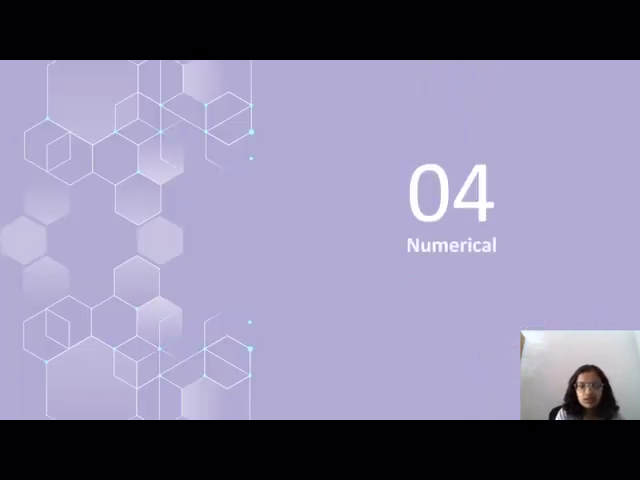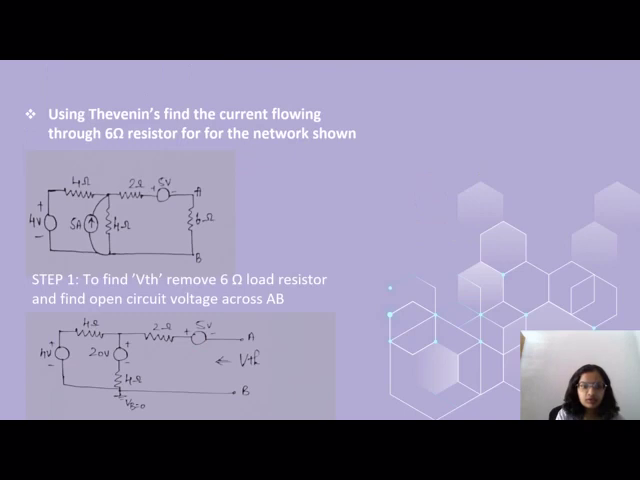Numerical based on Thevenin's theorem. The numerical states that by using Thevenin's theorem, find the current flowing through the 6 ohm resistor for the network shown below. So the step 1 is to find the Thevenin's voltage VTH by removing the load resistor of 6 ohm and finding the open circuit voltage across the terminals A and B.